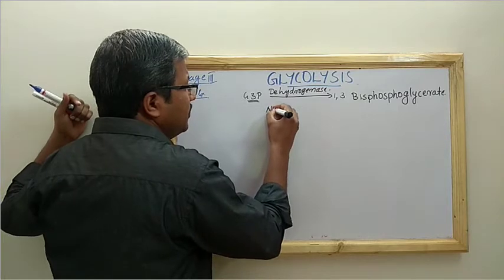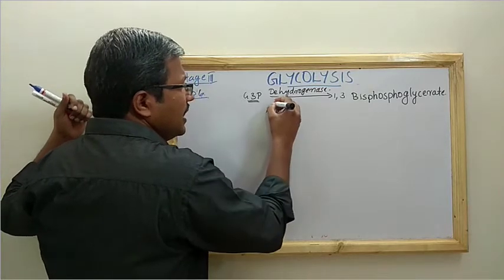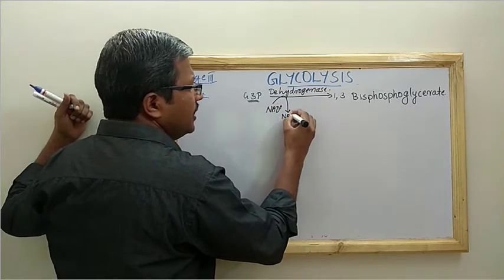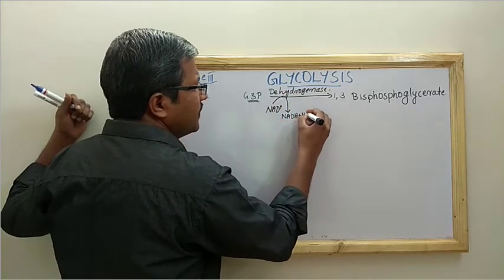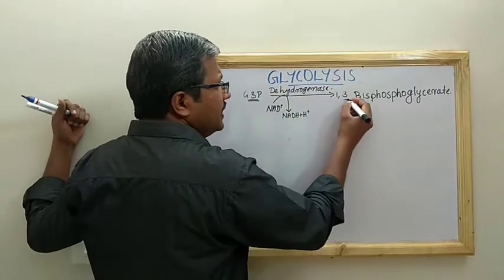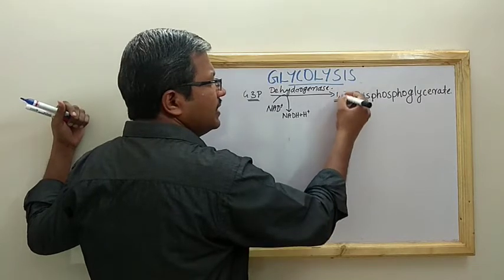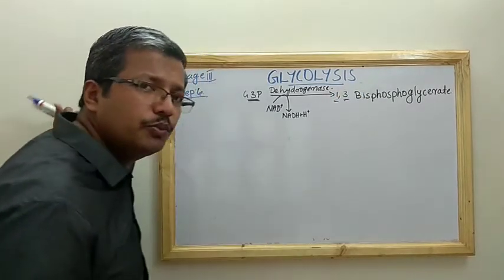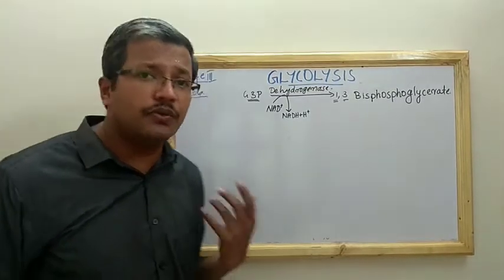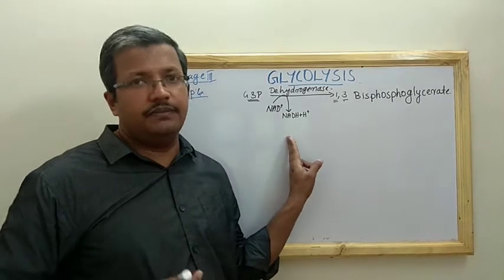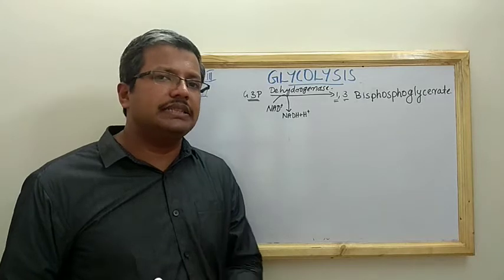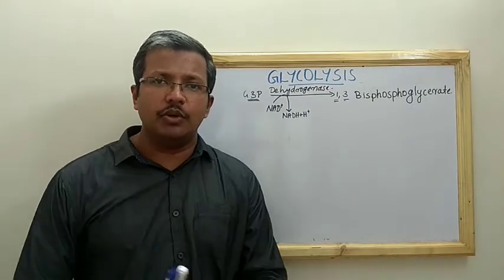Now we can see what the oxidizing agent should be. We know that NAD plus is an oxidizing agent. As a result, NADH plus H plus is formed. Now, what should be added? You can see that one more phosphate group is added at the first position. Do we need ATP? We don't need ATP because energy is already released due to the oxidation. So that energy itself will be fine. So we don't require any ATP molecule.